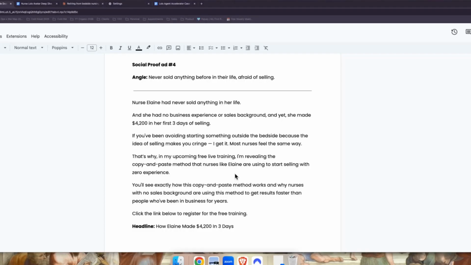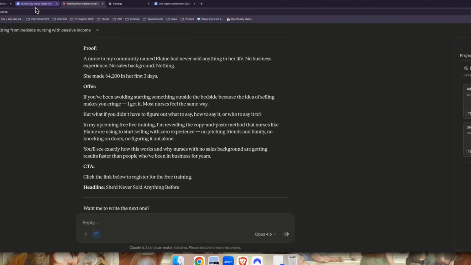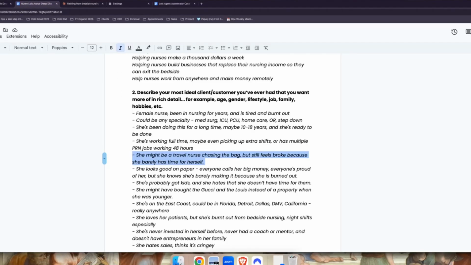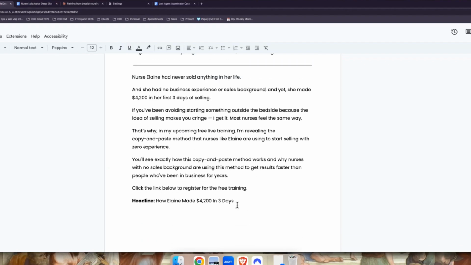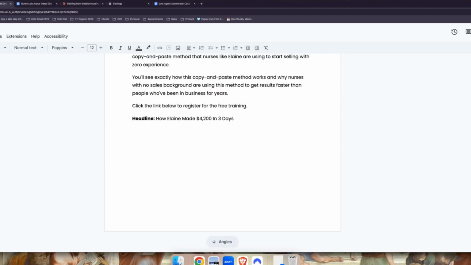If you want to see the difference between the AI version and the final draft that I wrote, you can pause the video here, read through this, and then read through the final draft. The final draft is always very different from what the AI writes. It's always a lot more clear, a lot simpler to understand, and there's no AI jargon. So if you want to see how that works, read the version that AI wrote and then come back and check out this one. So let's write the next social proof ad now.